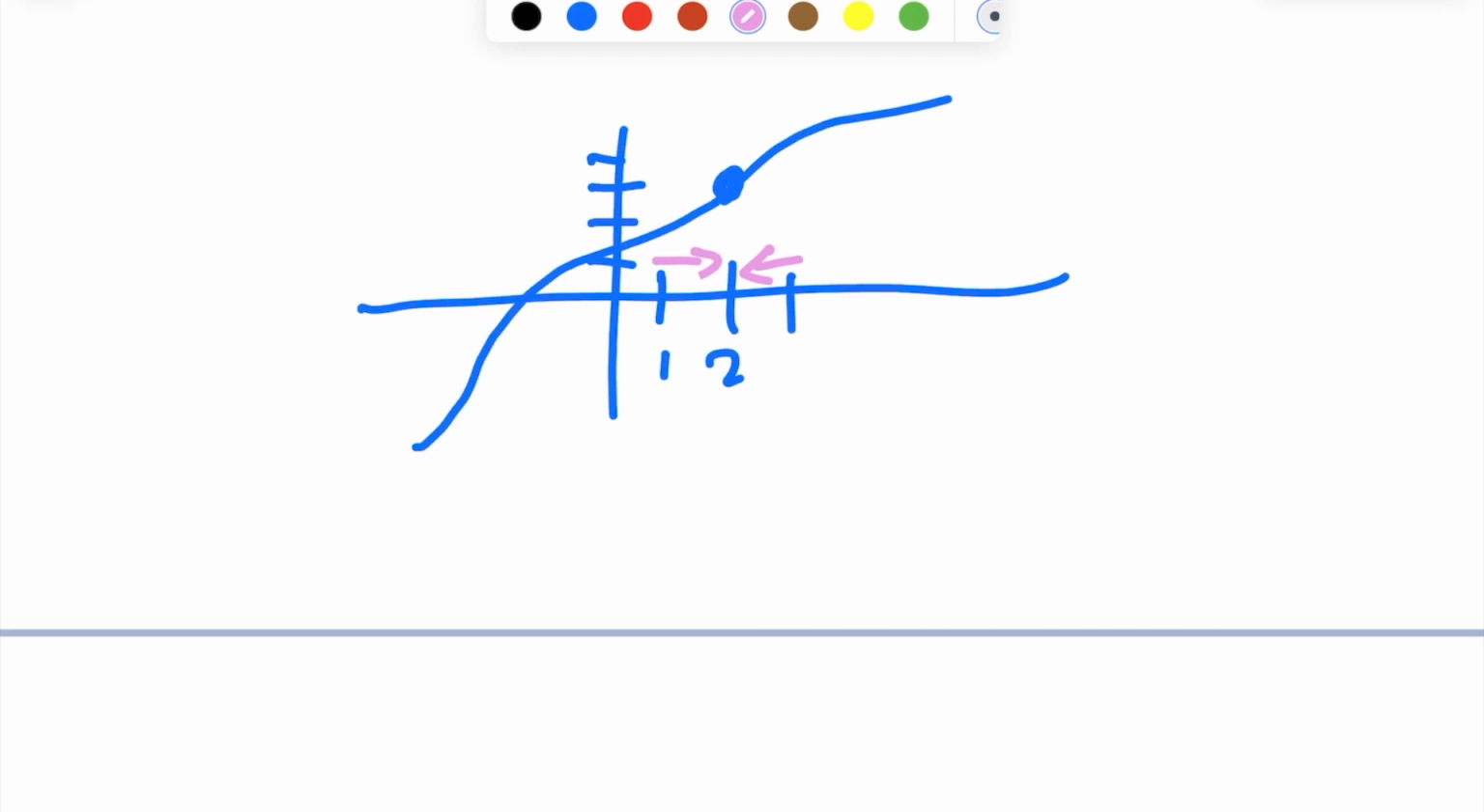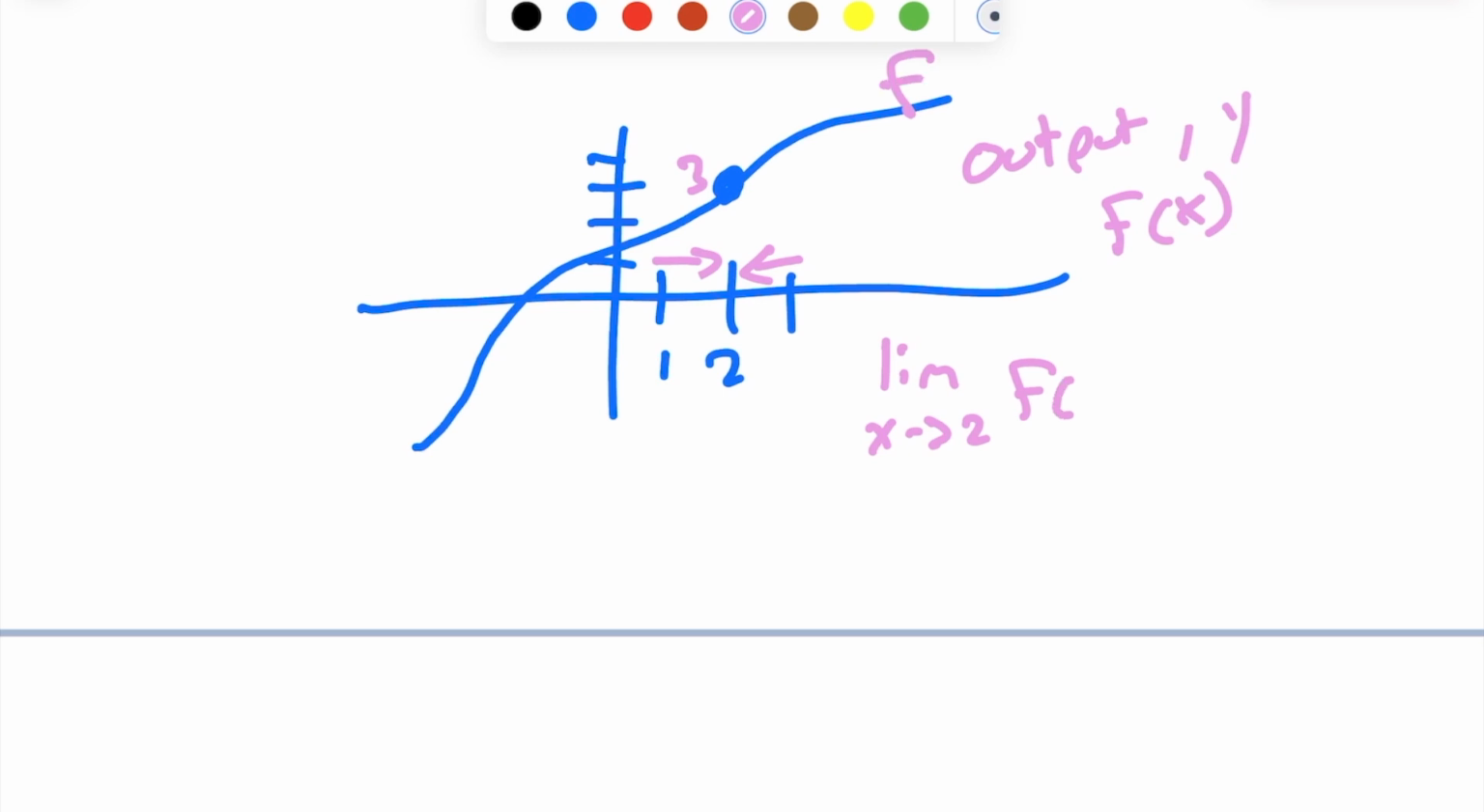What is the output? We want to know the output, or the y value, or the function based on x. And of course, 1, 2, 3, it is coming to 3. So we would say the limit as x approaches 2, and maybe this function is called f, of x is 3, the limit is 3. And so that's the idea of limits.